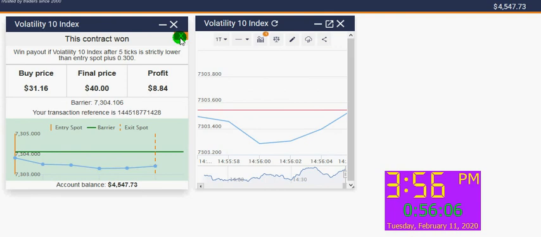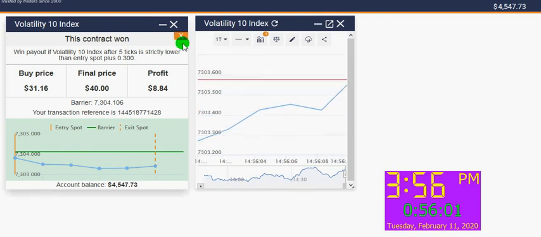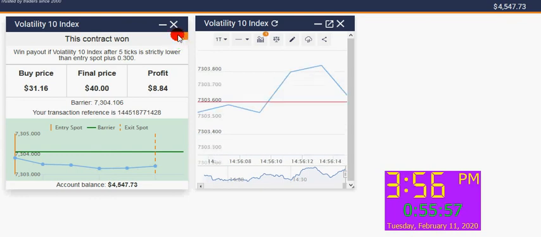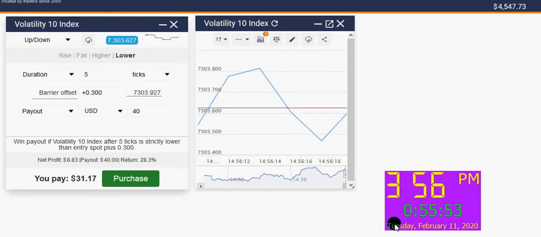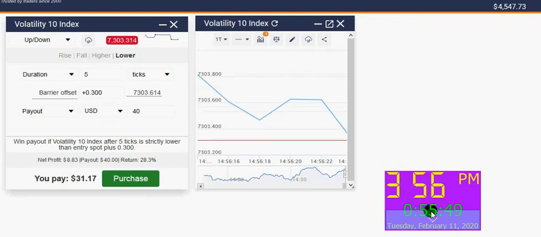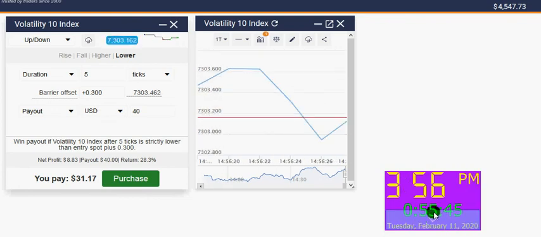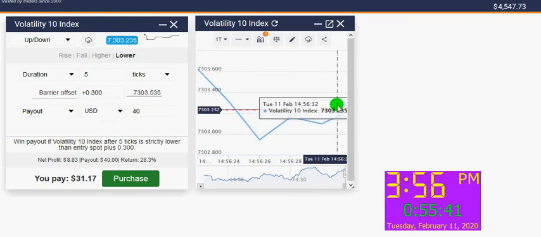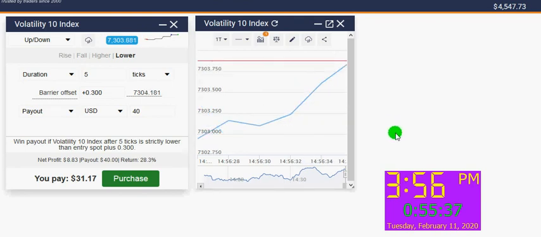So we won the first trade. So we'll go for the second trade after 1 minute. So once it's 54th minute, we click on purchase. You have to wait for this timer to change to 54th minute. Then we'll watch the indicator again, and we'll click on purchase.